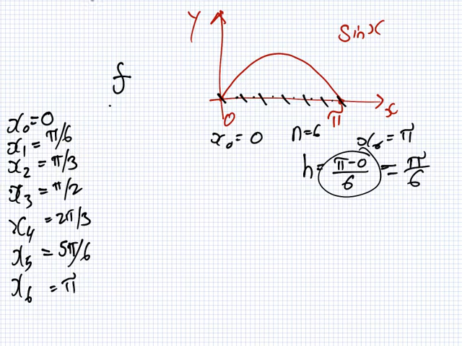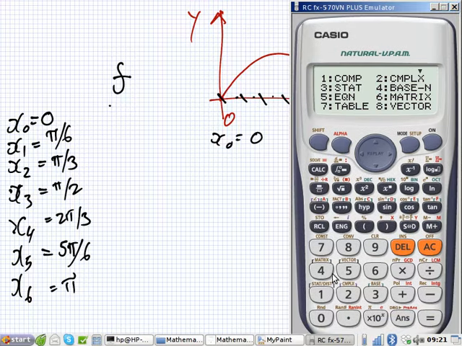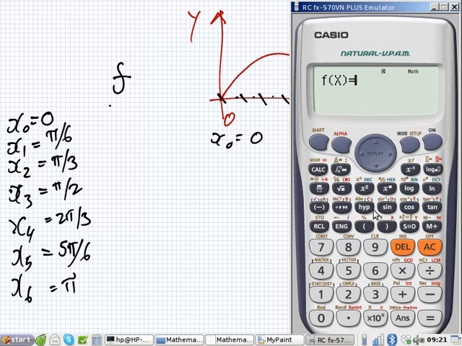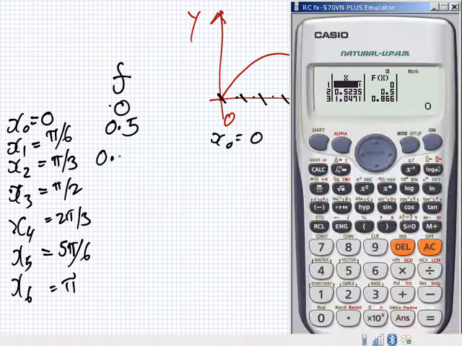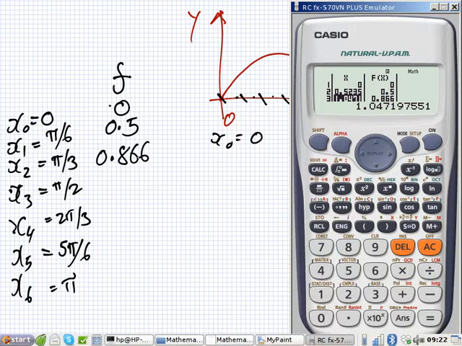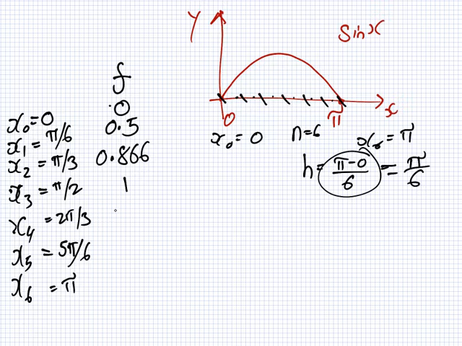But I have my calculator, so let's just do this on the calculator. Mode, table. Now, hang on. I want to make sure I'm in radian mode. Okay. Sine x, starting at 0, finishing at pi, and going up in pi over 6 units. So the first one is 0.5, 0.866, 1, 0.866, 0.5, and 0.